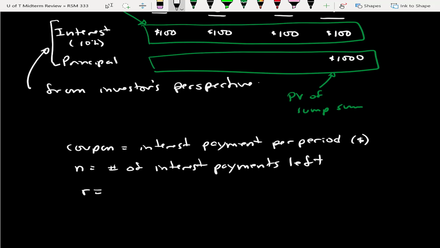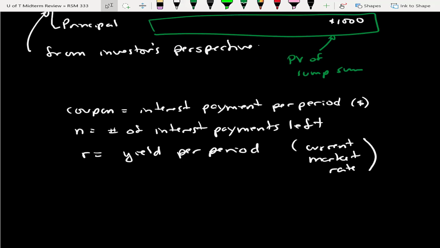R, we'll talk about, is the yield per period. And the yield is another way of saying the current market rate. So you could have issued this bond for 3%, and now interest rates are 5%. So in that case, your bond isn't as valuable. The yield would be 5%. And the face value is the value of the bond, or the principal. Okay, so it's usually $1,000, unless stated otherwise in the question. So those are some of the key terms.